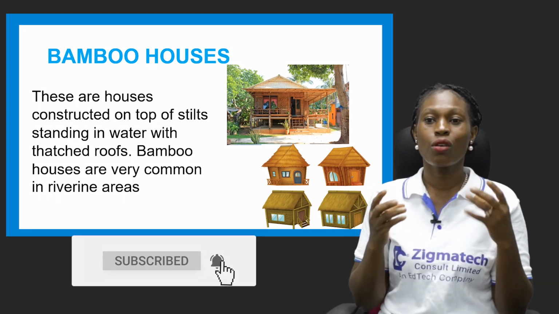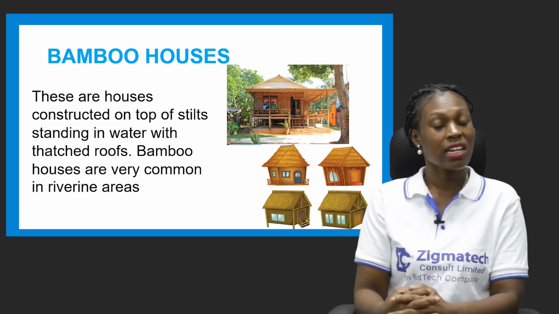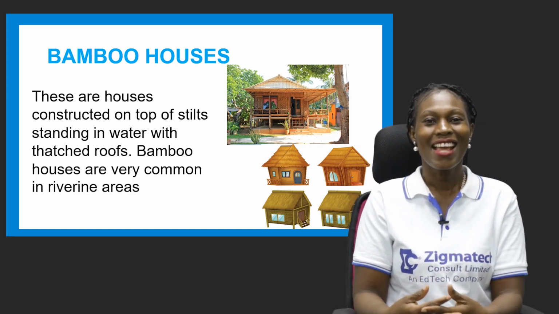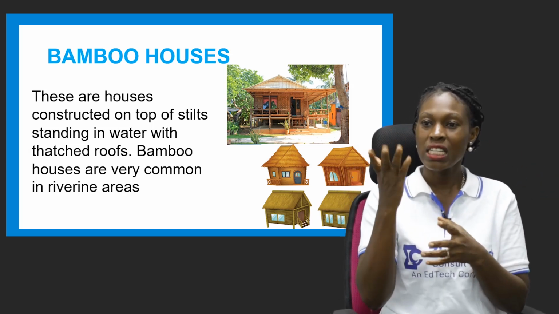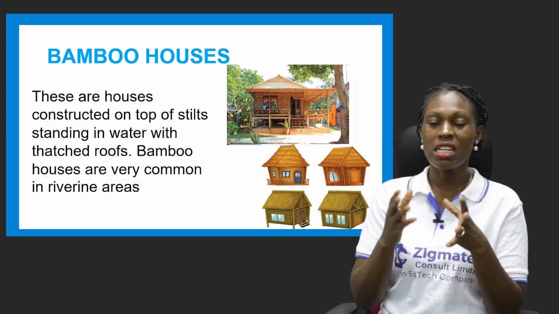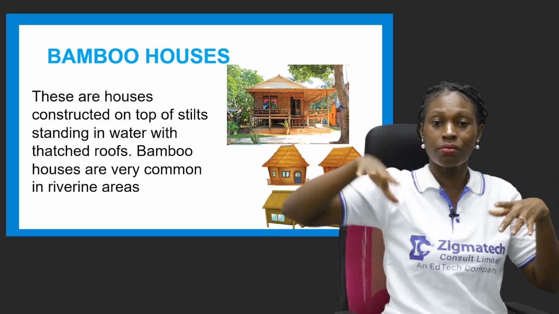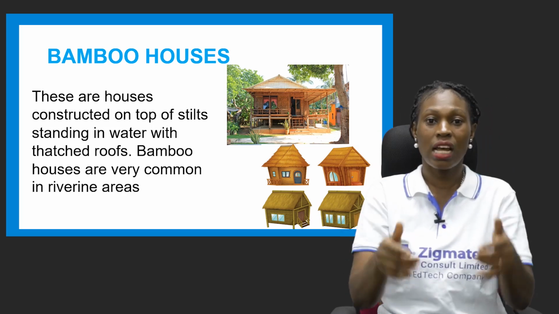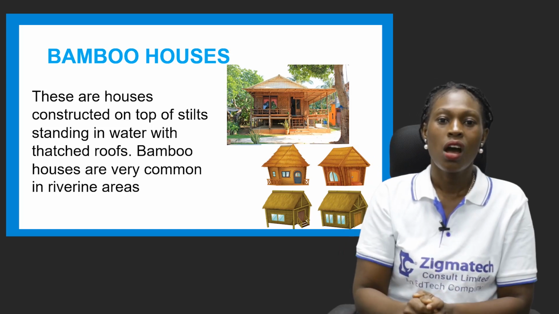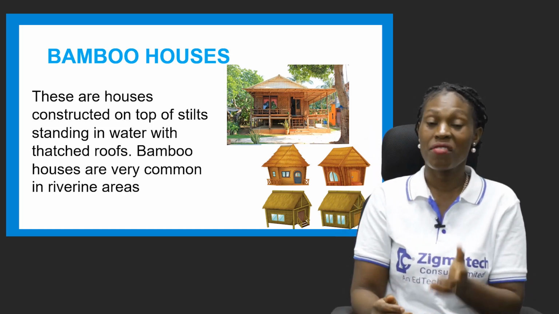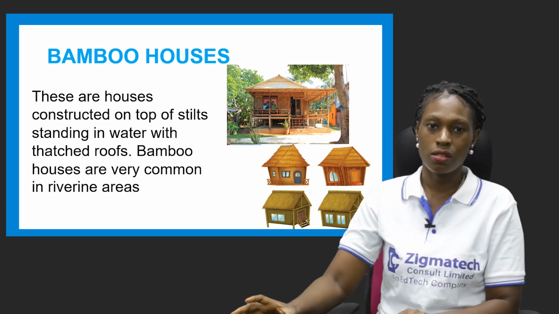Okay, now these houses are constructed on top of stilts, standing in water with thatched roofs. Now it is also very common in riverine areas. Now I've never had the opportunity to be in a bamboo house, but I've seen one, and this is what it looks like, as you can see on your screen. These houses are usually built on stilts, and you can actually build it where you have water under it. These are the bamboo houses that are very common in the rural areas. In some places, they still have it up until this day.